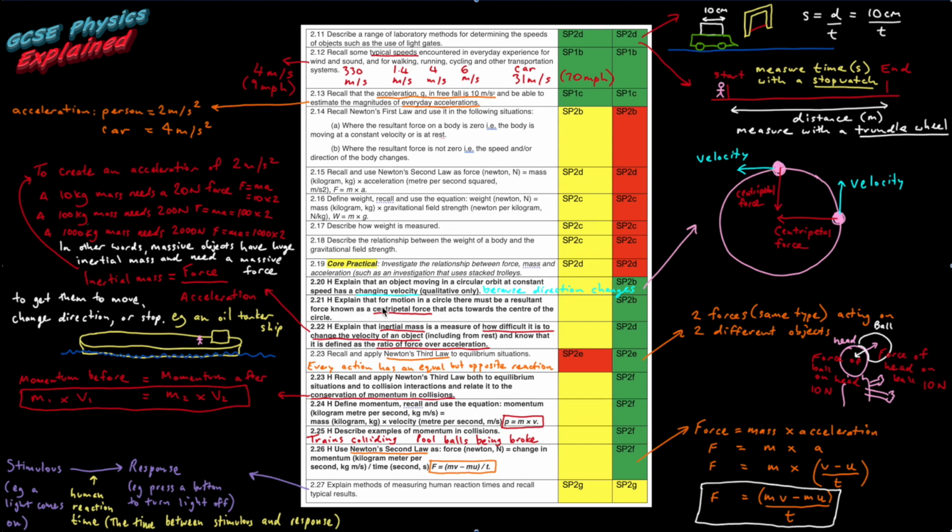You should be able to explain that for motion in a circle, there must be a resultant force known as a centripetal force that acts towards the centre of the circle. So for 1 mark in an exam, you would just be asked to draw this red arrow here and label it as your centripetal force. Make sure that it comes from the object and it acts toward the centre.